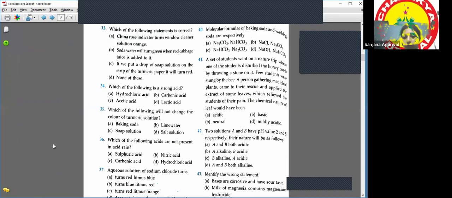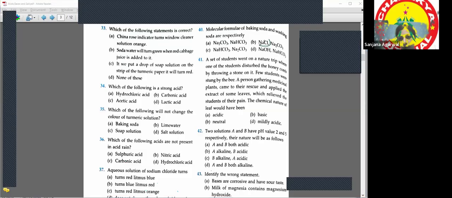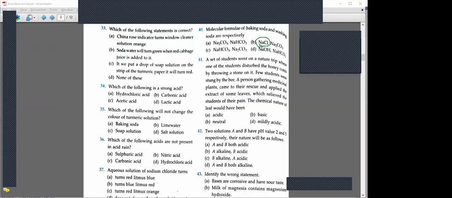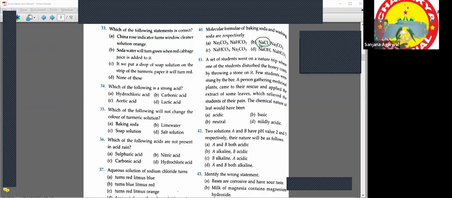Read the 448. Molecular formula of baking soda and washing soda. Anyone knows what is the difference between baking and washing soda? One of the options clearly goes wrong because NaCl is the formula for sodium chloride. With its name only, this is a type of salt and not soda. So definitely option B goes wrong.